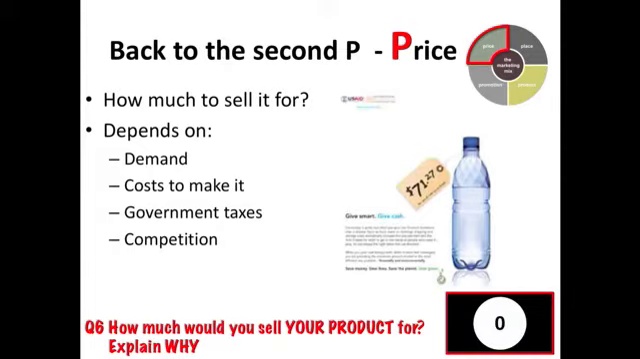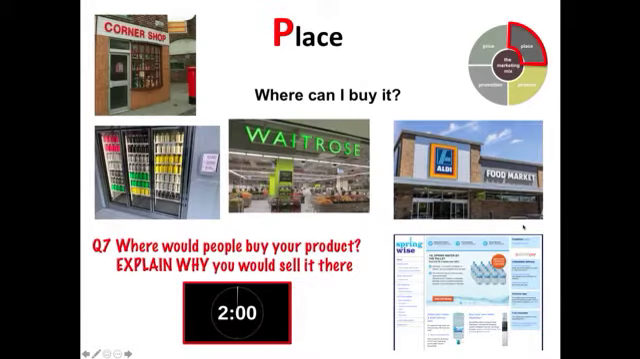Okay, how did you get on with that? Hopefully you picked a price that wasn't too ridiculously expensive, but also not so cheap that you're actually going to make a loss. So, moving on to the third P, that's place. In other words, you need to think now about where your product is actually going to be available for sale.